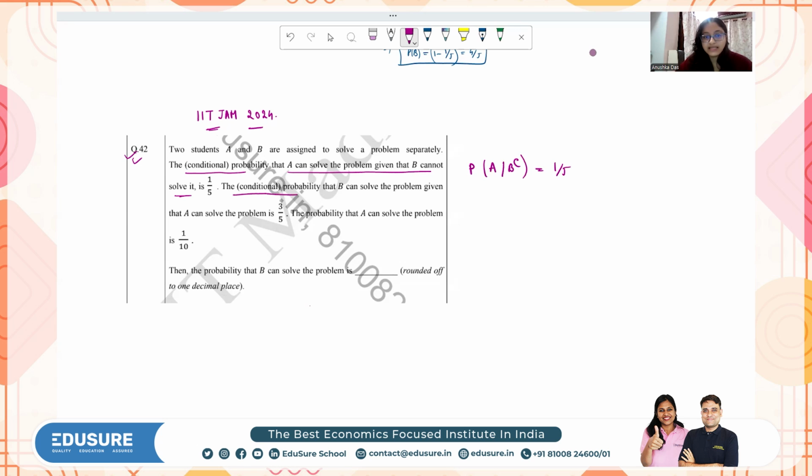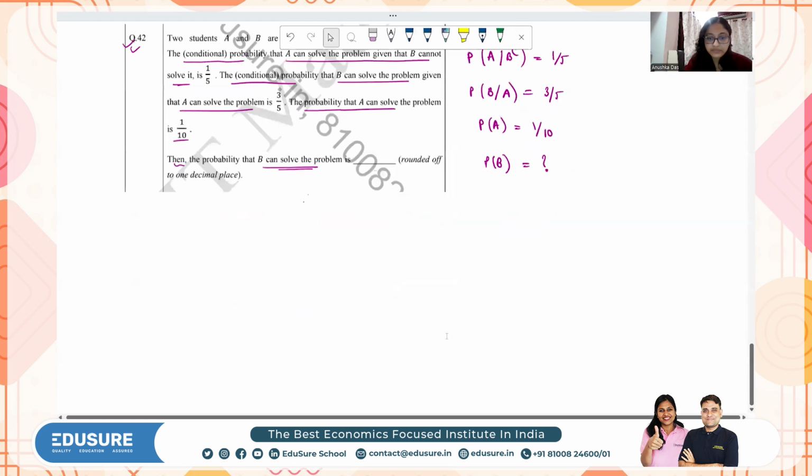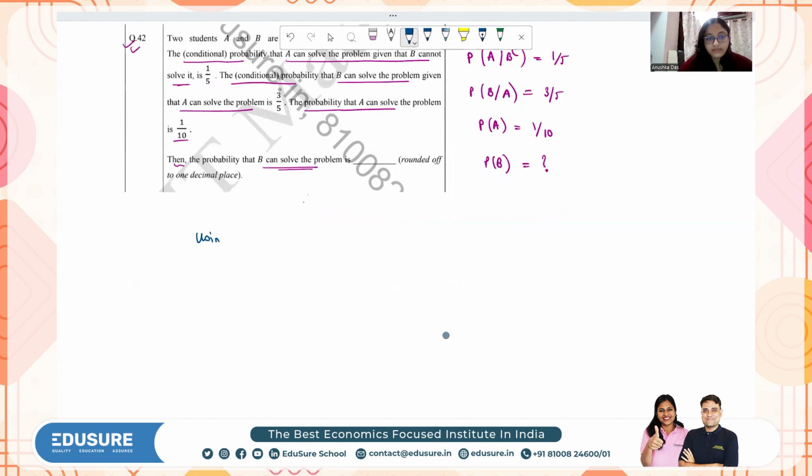Now the conditional probability that B can solve the problem given A can also solve the problem, this is given to you as 3/5. Now the probability that A can solve the problem is given to you as 1/10. Then the probability that B can solve the problem is, the question says, what will be this probability. So let's see how to solve this using the law of total probability.